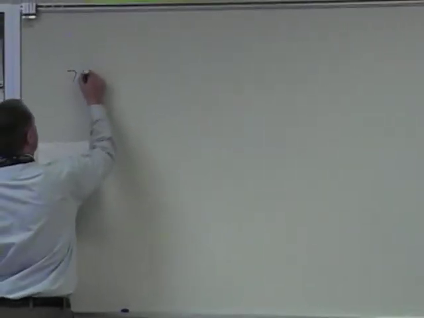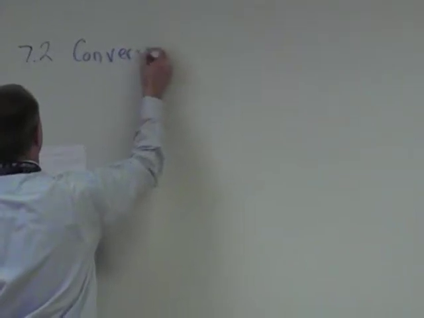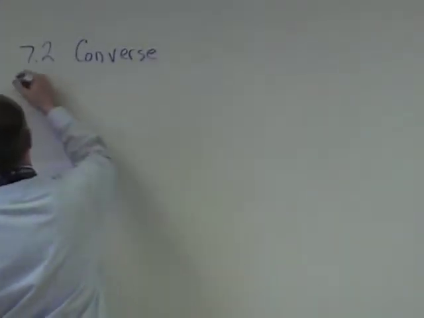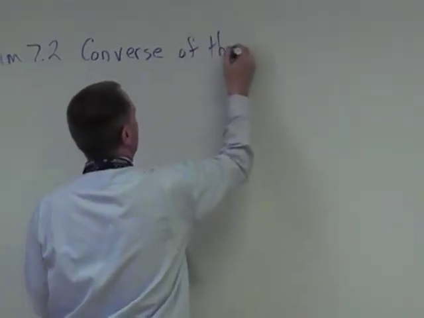I am not going to write down all of these, so we're just going to talk about them. This is the converse of, this is Theorem 7.2, by the way. Theorem 7.2, converse of the Pythagorean theorem.